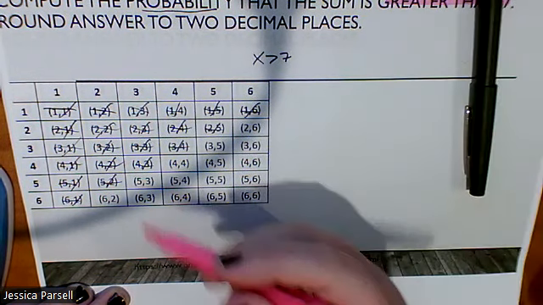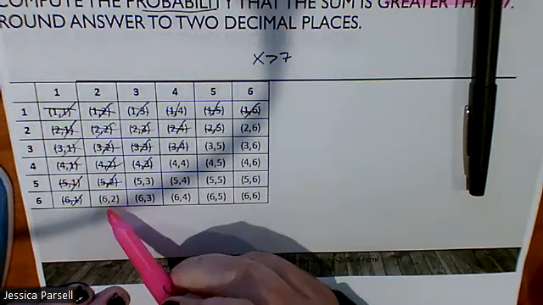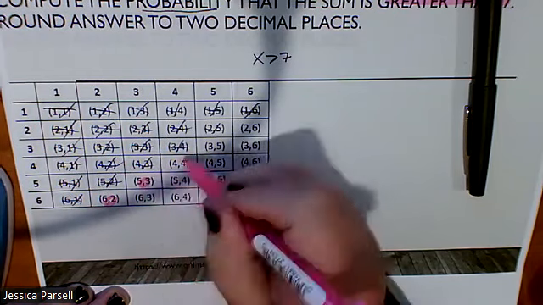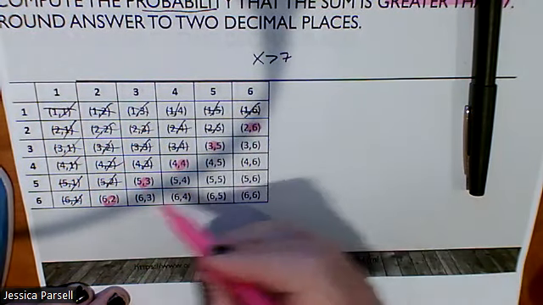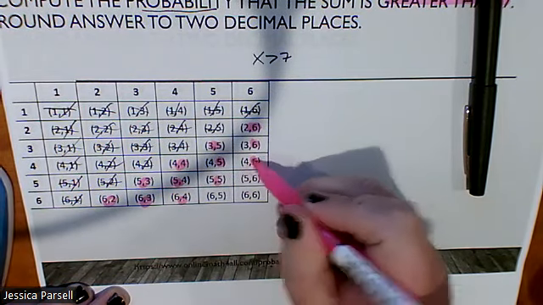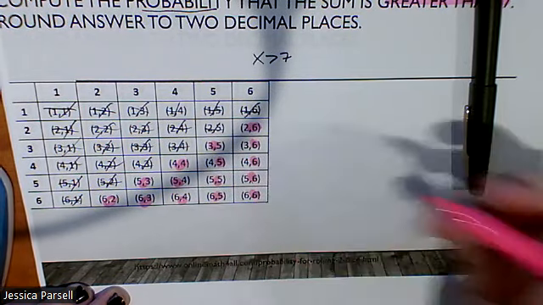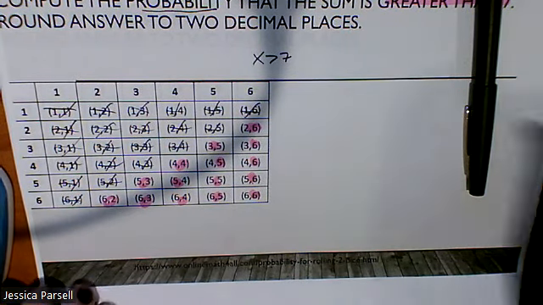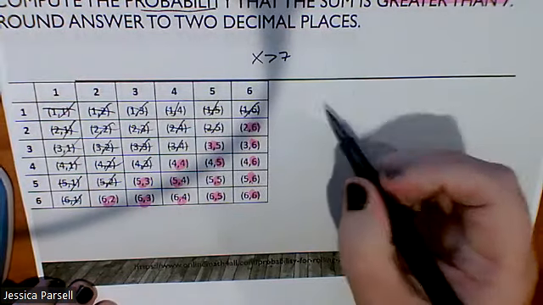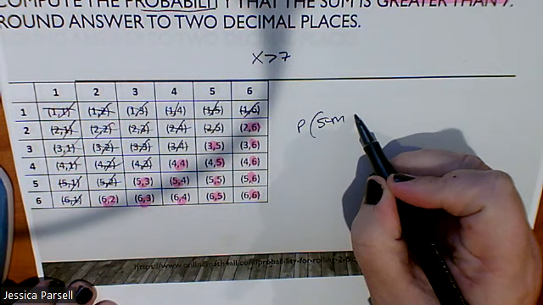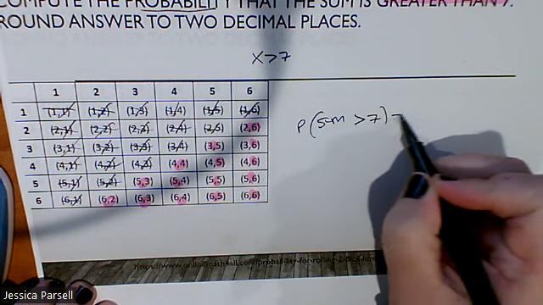So that means that 6 and 2 come into play, because that makes 8, 8, 8, 8, 8. This, of course, is going to be 9s. This is 10s. This is 11s, and this is 12. Okay, so hopefully that helps visually. So remember, we are looking for the probability that the sum is greater than 7.